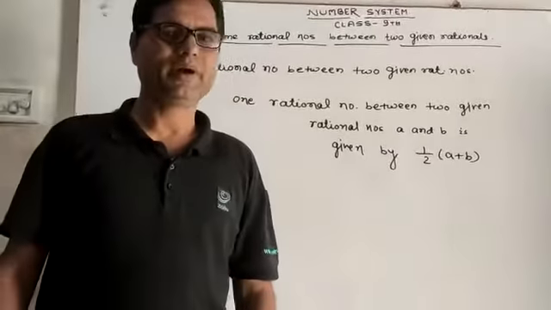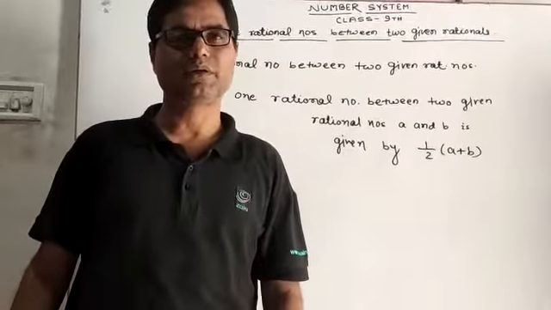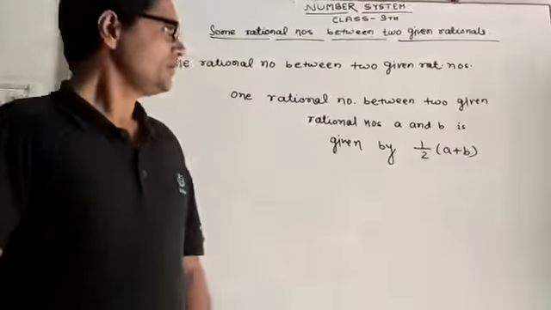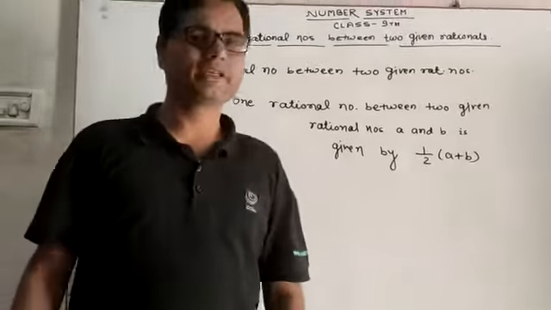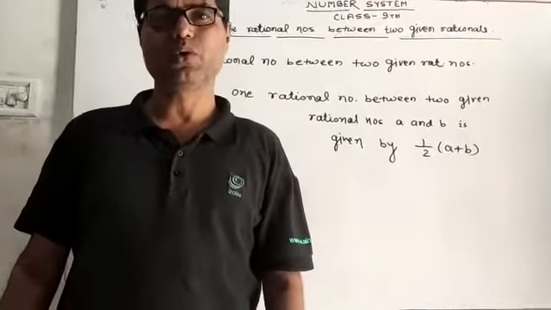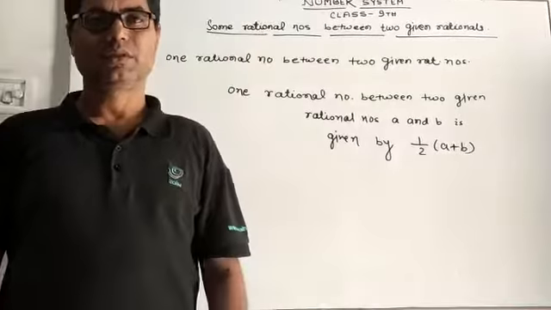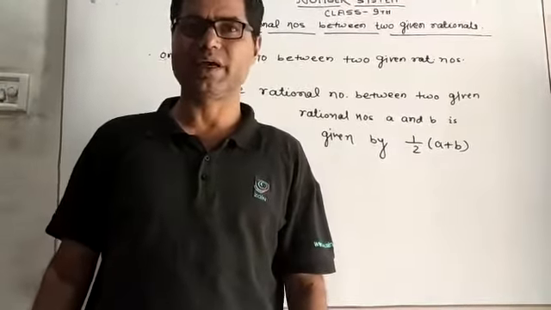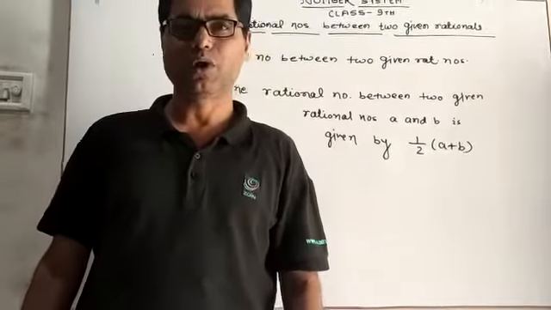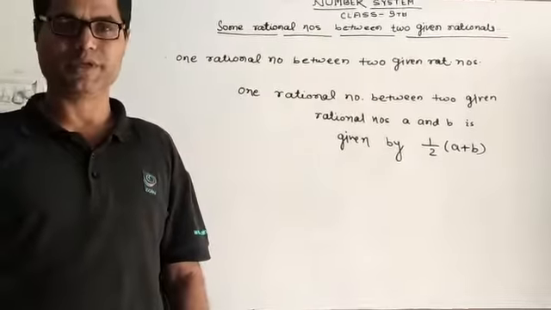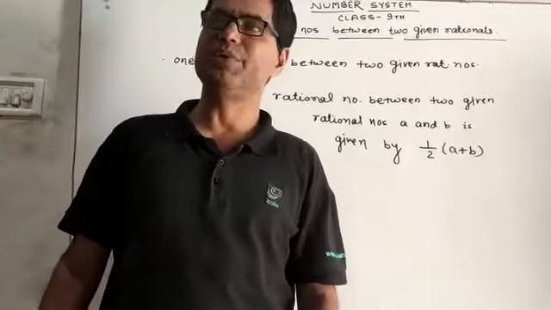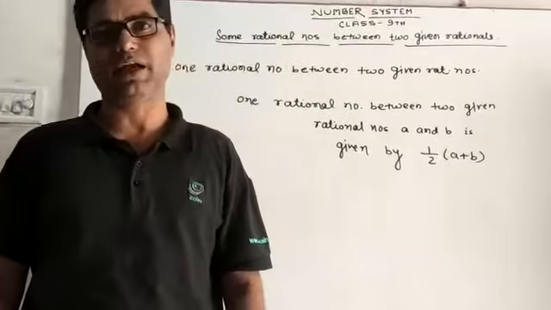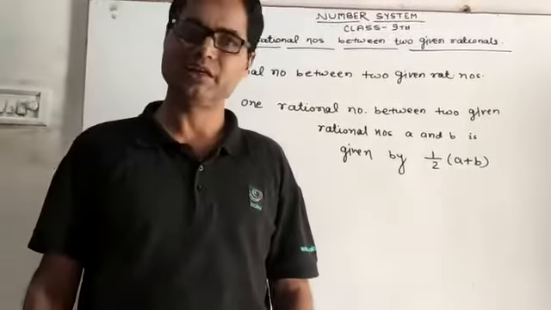Today we will find some rational numbers between two given rational numbers. First, one rational number between two given rational numbers. One rational number between the two given rational numbers a and b is given by 1 by 2 (a plus b). That means if a and b are two given rational numbers, then a rational number between a and b will be half of their sum.